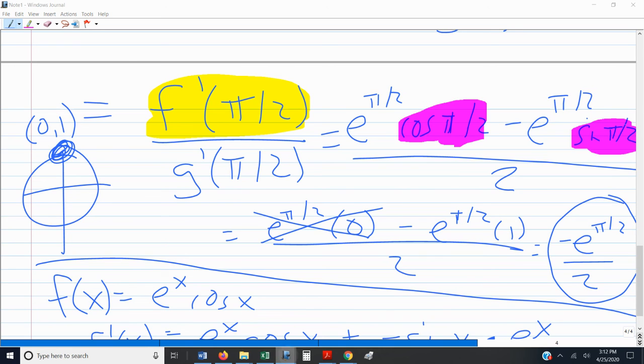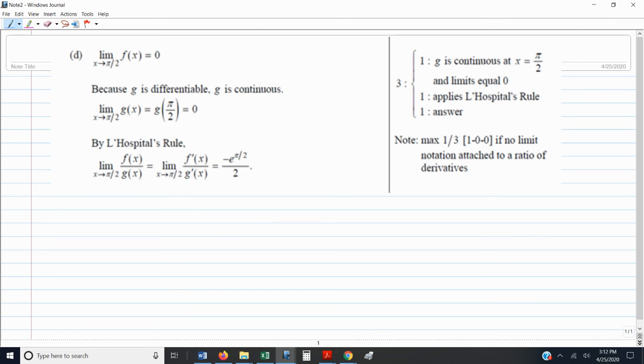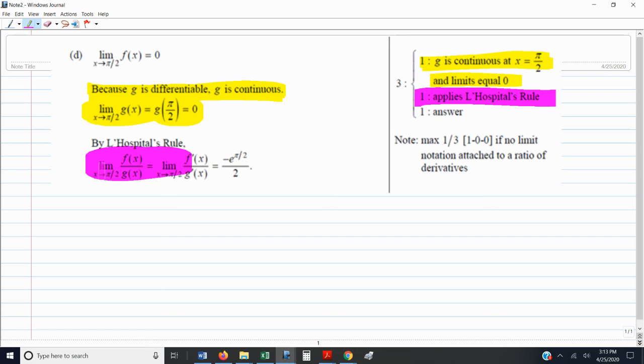What a question. Let's jump to that rubric. So this is only a 3-point question. The first point is being able to figure out that the limit as x goes to pi over 2 of g of x equals 0. And you see that statement, because g is differentiable, g is continuous. So yes, they only gave us the output, but we know because of continuity that that's also going to be the two-sided limit. The second point comes from you applying L'Hopital's rule, and that is here.